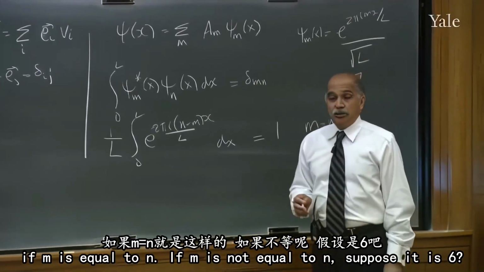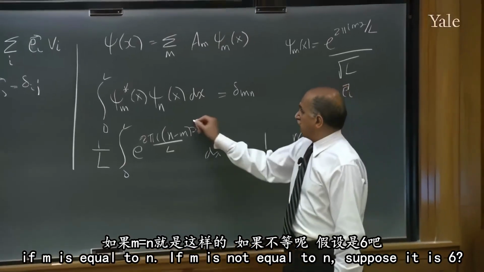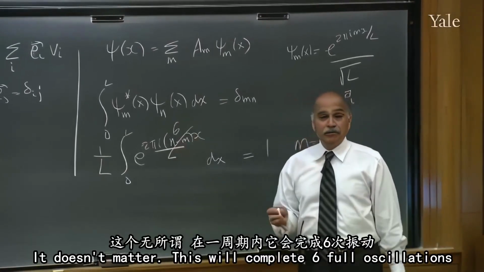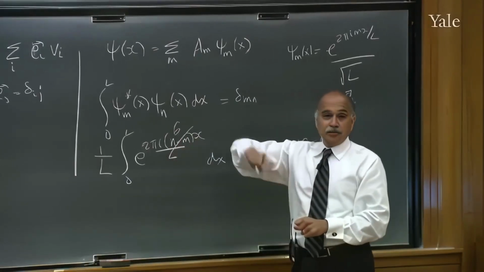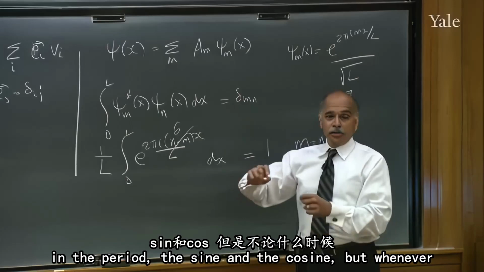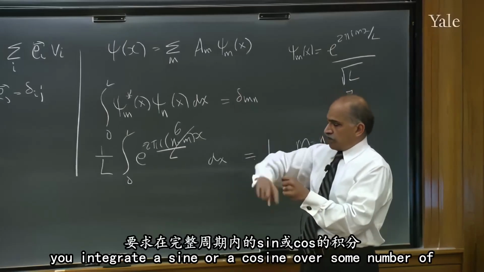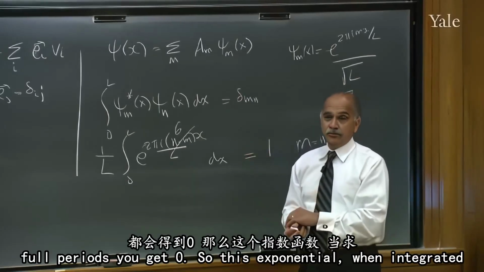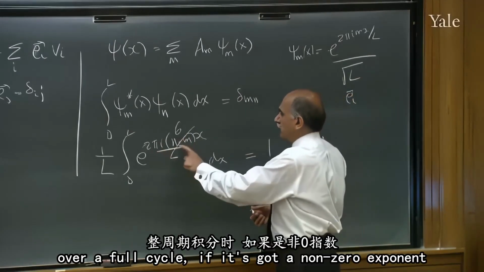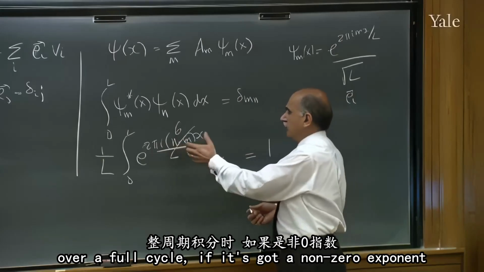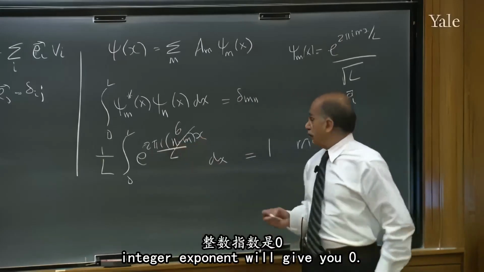If m is not equal to n, suppose it is 6. Doesn't matter. This will complete 6 full oscillations in a period, the sine and the cosine. But whenever you integrate a sine or a cosine over some number of full periods, you get 0. So this exponential, when integrated over a full cycle, if it's got a non-zero integer exponent, will give you 0.